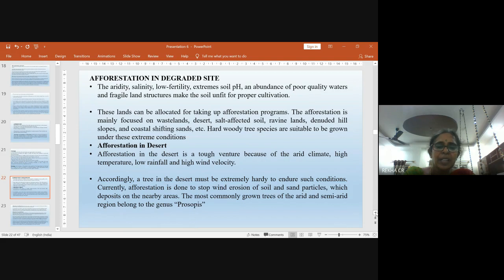Afforestation in the desert is of course a tough venture because of the climatic conditions: high temperature, low rainfall and high wind velocity. Accordingly, a tree in the desert must be extremely strong or hard to endure adverse environmental conditions. Afforestation is done to prevent wind erosion of soil and sand particles which deposit on the nearby areas. A number of plants can be grown, but the most commonly grown tree in the arid and semi-arid areas belongs to the genus Prosopis.